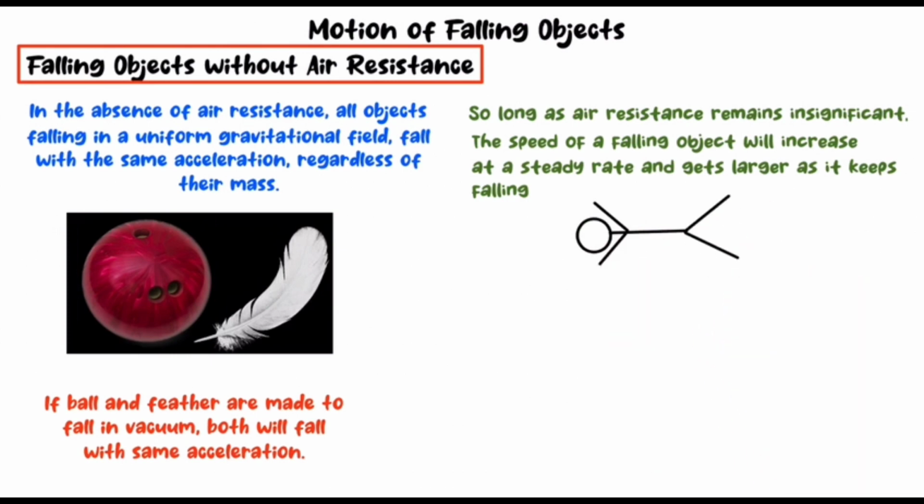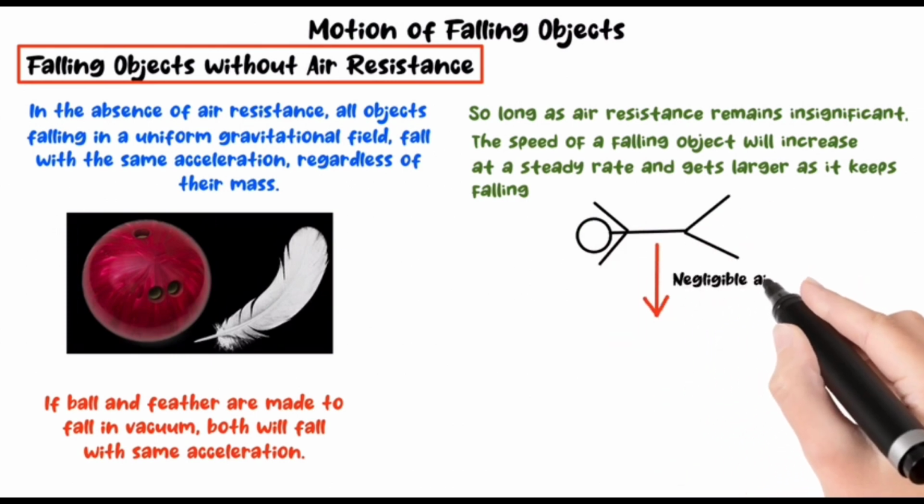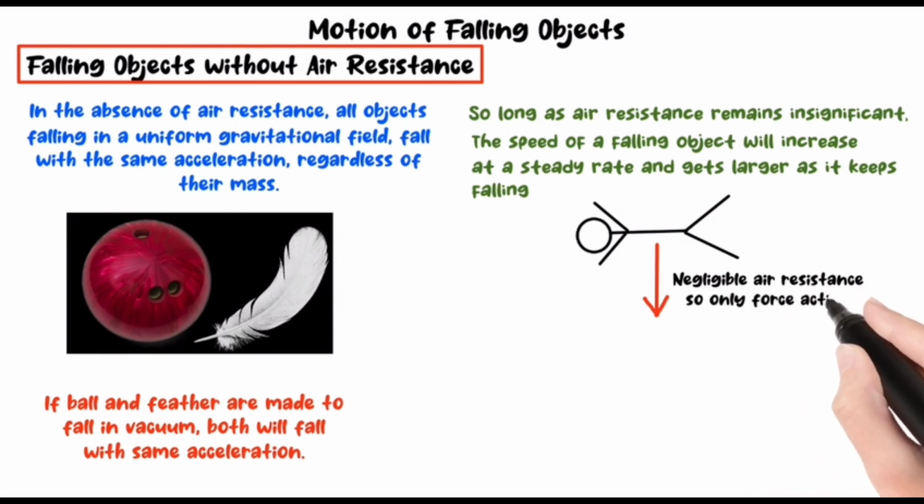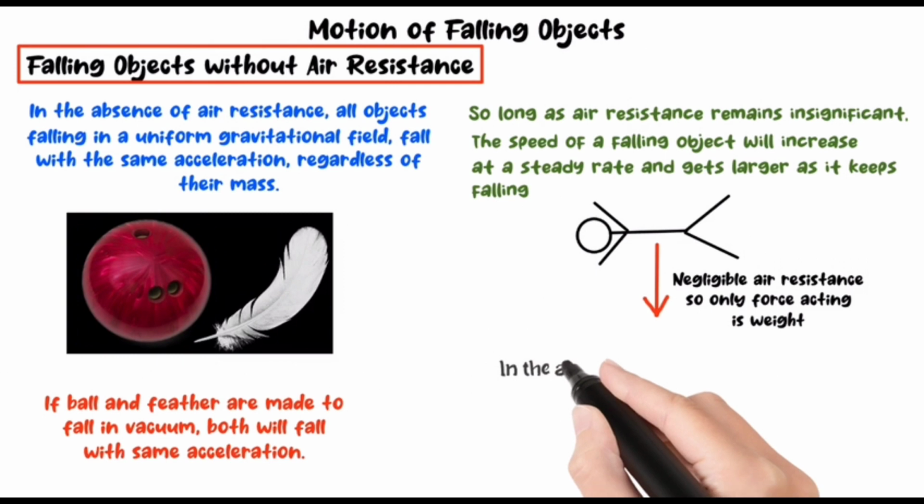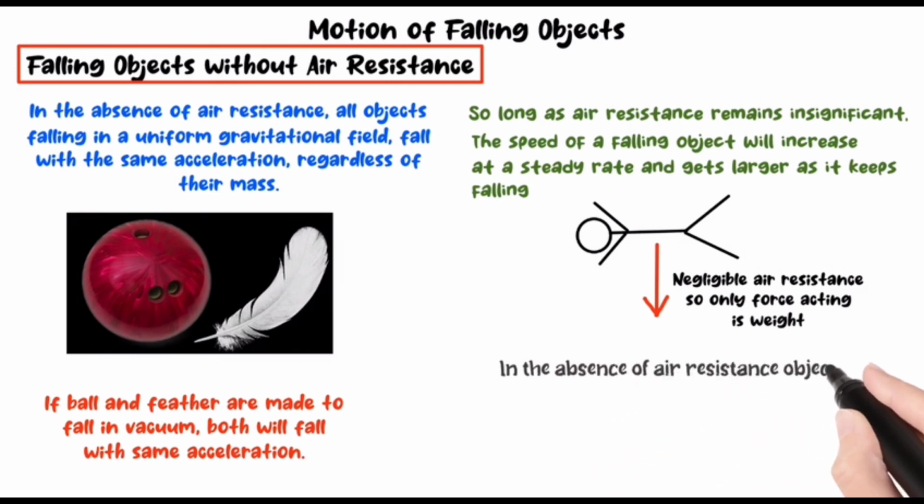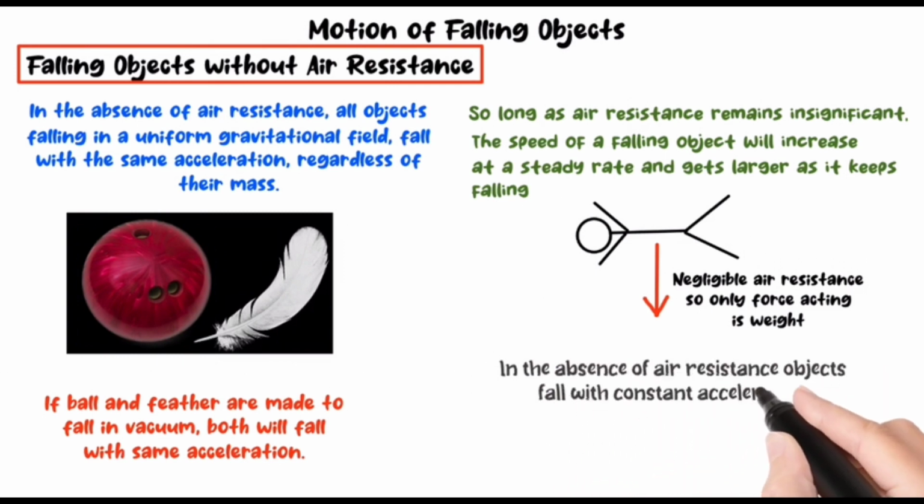Let us understand this with a diagram. Here there is negligible air resistance, so the only force acting is weight. Thus we can say that, in the absence of air resistance, objects fall with constant acceleration.